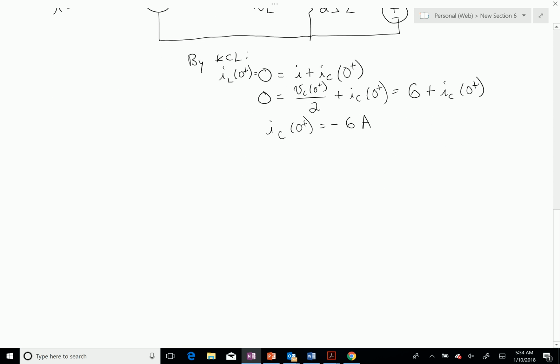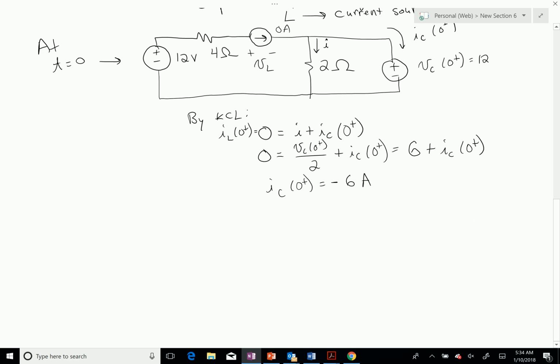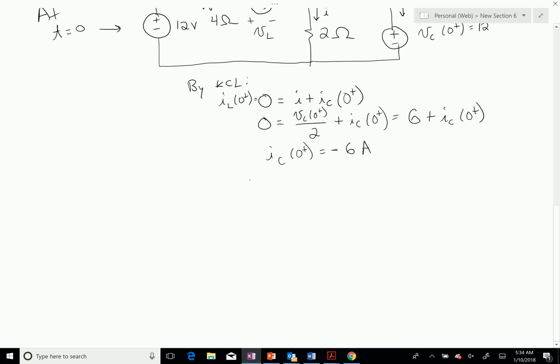All right. So at this point, what I'm going to need ultimately in the end is dVc by dt at 0 plus. Because I know I equals c dv dt, I know that dVc dt at 0 plus equals Ic of 0 plus divided by c. So that gives me minus 6. In this case, c, if I go back to the beginning, is actually a half. So that makes this minus 12.